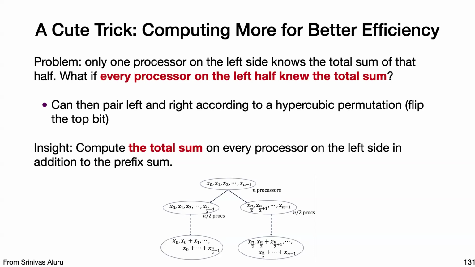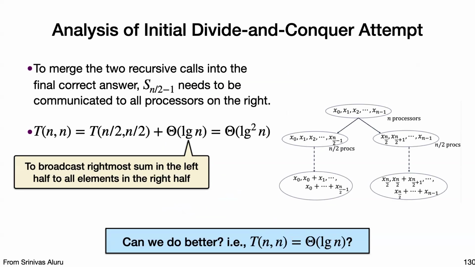And the insight is that the thing that cost us log n was this term, which is the time to do the broadcast. And if we could somehow remove the broadcast, and the reason that we needed to do the broadcast is that everybody needed to have the total sum from the left side. But if we could somehow run the algorithm so that everybody on the right ends up with the total sum at the end, then you wouldn't need to do this broadcast term, and the total time would go to log.